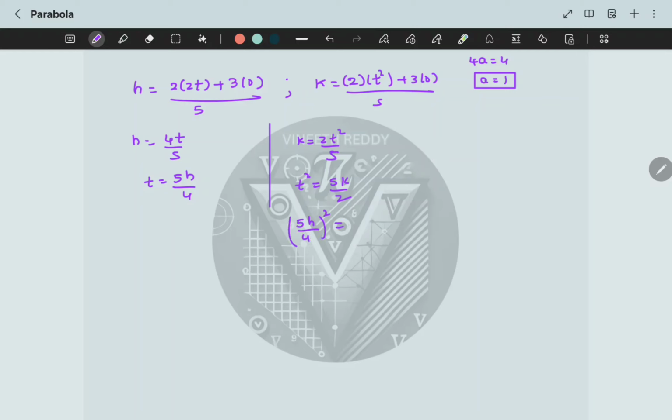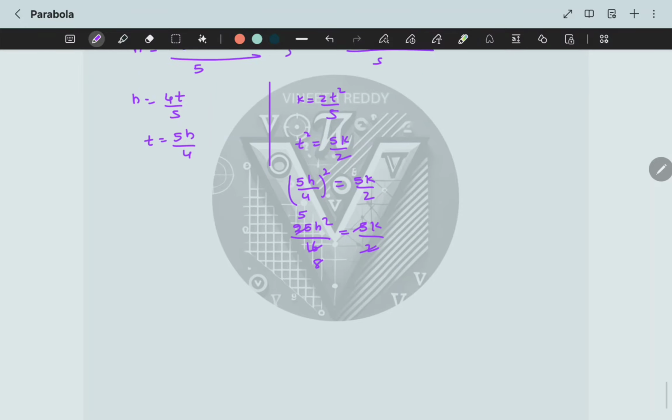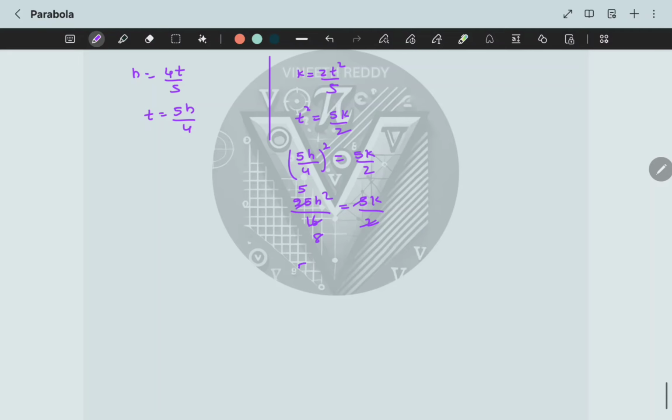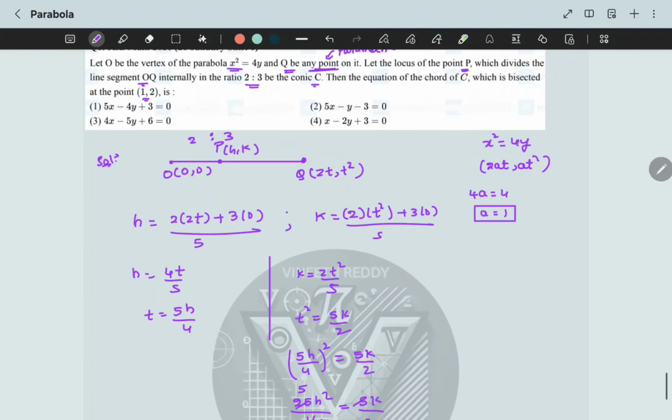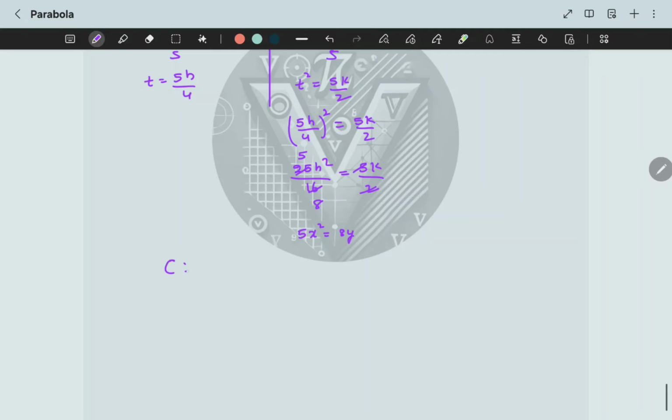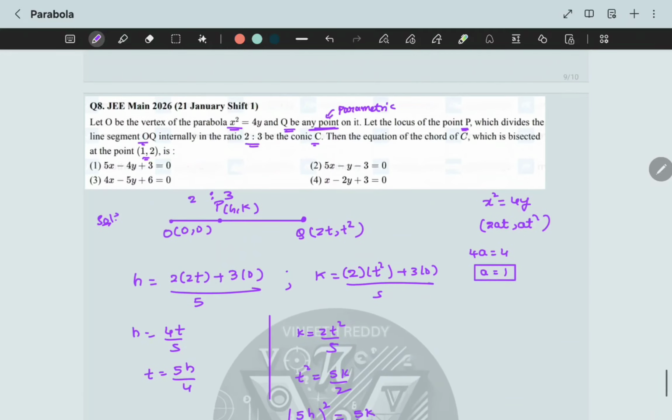And what is t? t is 5h by 4. So (5h by 4) whole square is equal to 5k divided by 2. That means 25h square by 16 is equal to 5k divided by 2. That means this should be 5, this should be 8. So ultimately we get the equation of curve as 5 into x square is equal to 8 into y on replacing h and k with x and y. So we get the curve C also as a parabola. And curve C is 5x square minus 8y equals to 0, dear students.